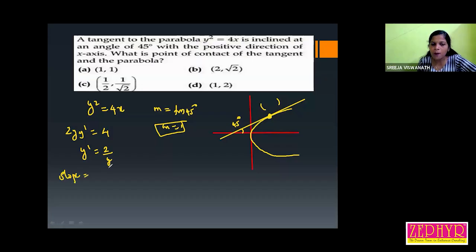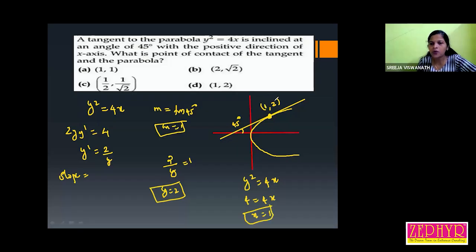So we get slope as 2/y and slope as 1. We equate 2/y equal to 1, so y is equal to 2. The y coordinate of the point is 2. If we put y equal to 2 in the equation y squared equal to 4x, that is 4 equal to 4x, we get x equal to 1. The point of contact is (1, 2).